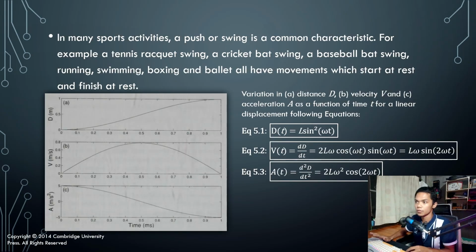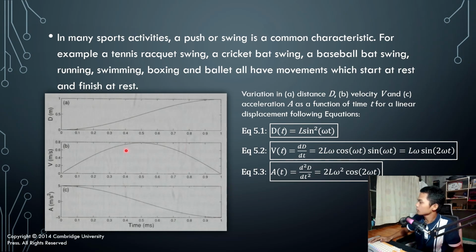In many sport activities, a push or swing is a common characteristic. For example, a tennis racket swing, a cricket bat swing, a baseball bat swing, running, swimming, boxing, and ballet all have movements which start at rest and finish at rest. So let's take a look at the graph on the left side first before tackling the equations that you can see on the right side.